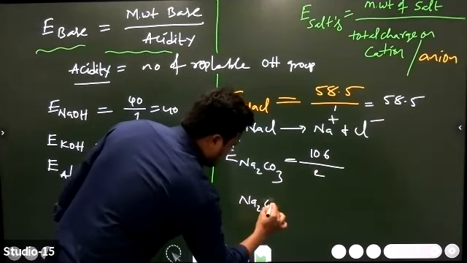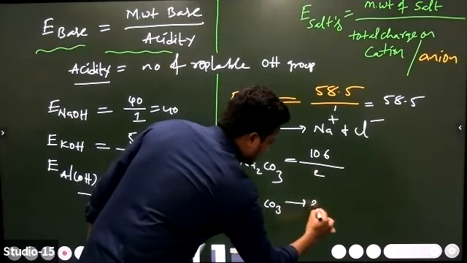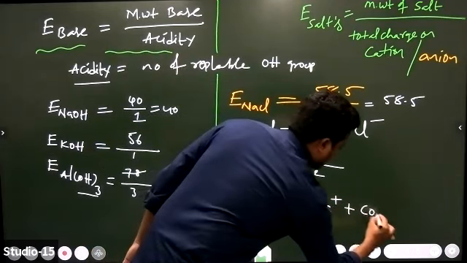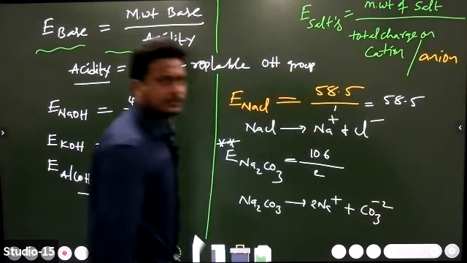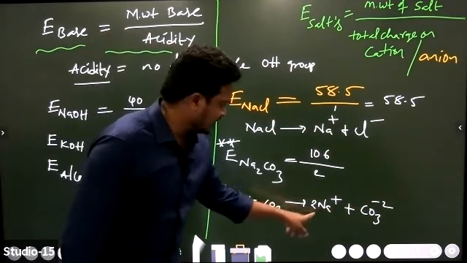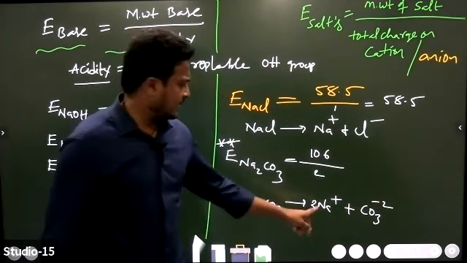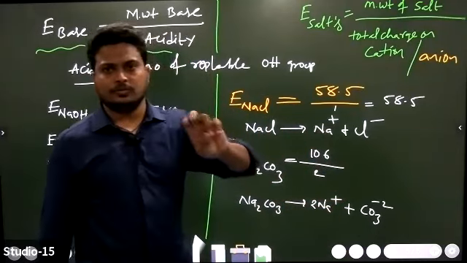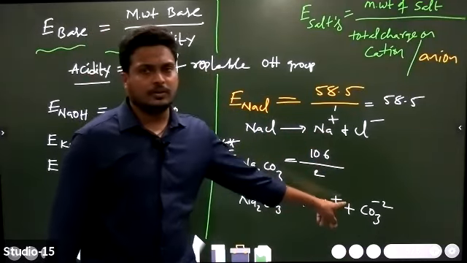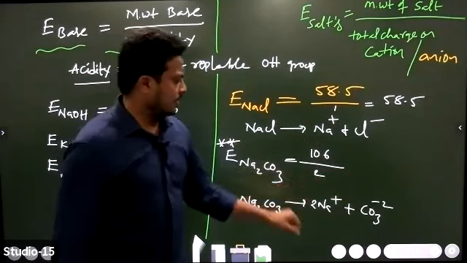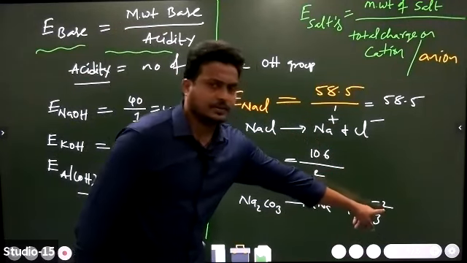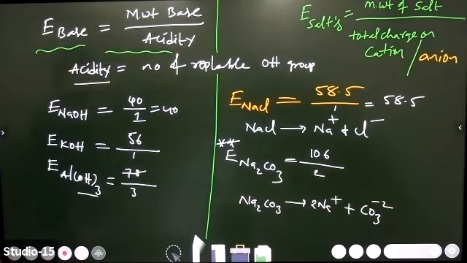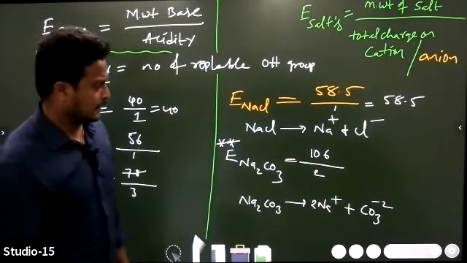Na2CO3 on dissociation gives 2 Na plus and carbonate ion, CO3 minus 2. How many positive charges are there? One sodium ion contains only one positive charge. Here how many sodiums are there? 2 sodiums, 2 Na plus. 2 into 1, 2. Or take directly CO3 minus 2. Charge on anion also 2. Right. Once copy, Amma.